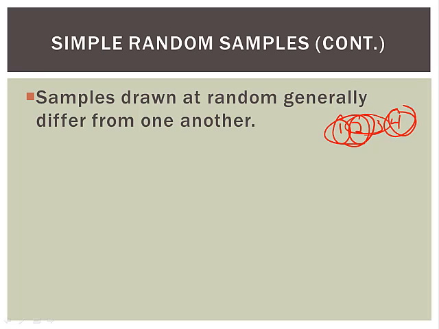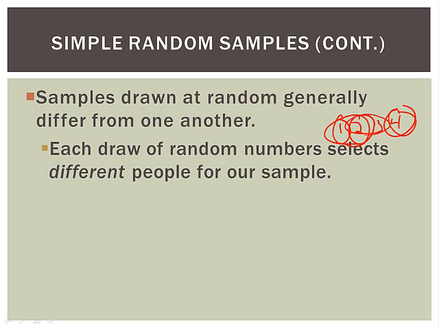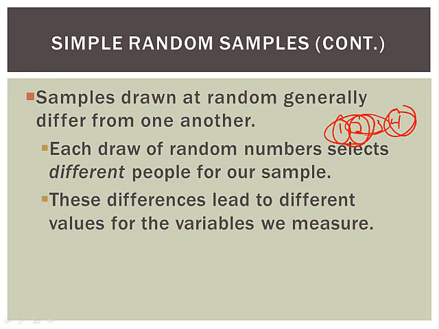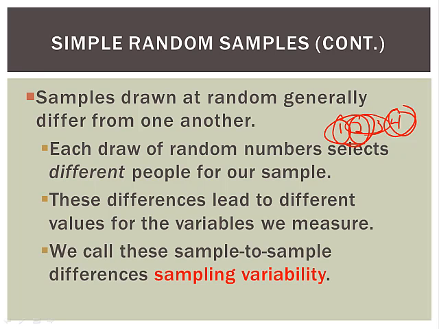There are several combinations. And so if I dipped in and picked 2, you dipped in and picked 2, somebody else dipped in and picked 2, we would generally get different samples, particularly when you picture this population being 1 million people or even 10,000 people. If we take a sample of 30, it's very unlikely that we're going to get that same sample, right? Each draw of random numbers selects different people for our sample. And these differences lead to different values for the variable we measure, right? And we call these sample-to-sample differences sampling variability, and we will really dig into that with some examples later on in the course.